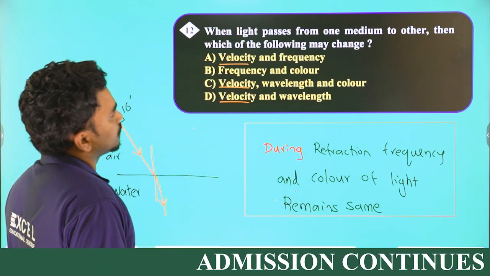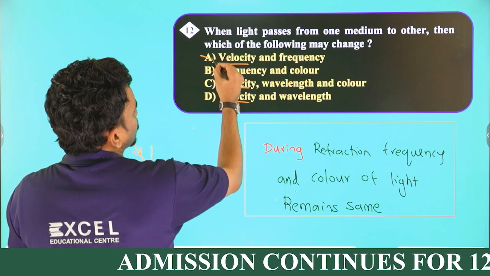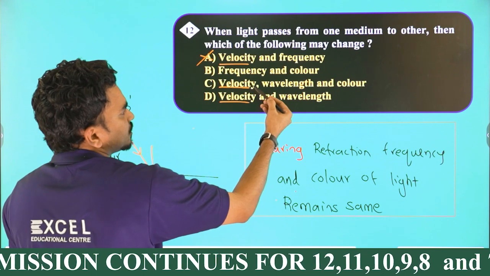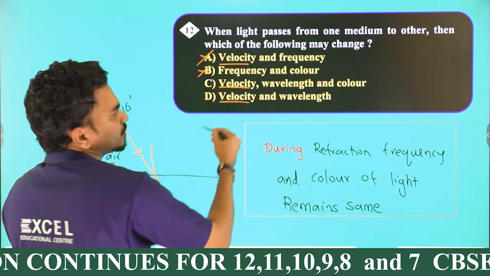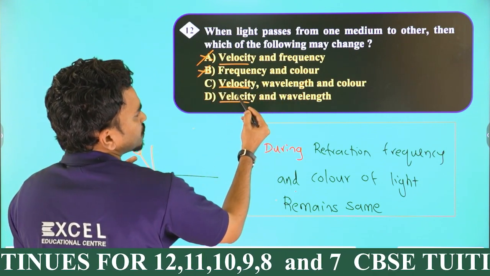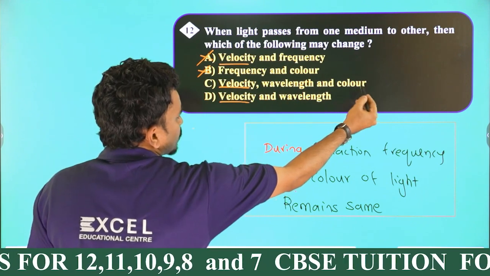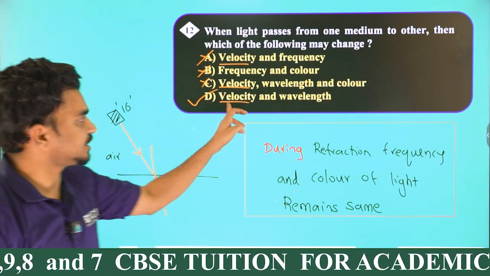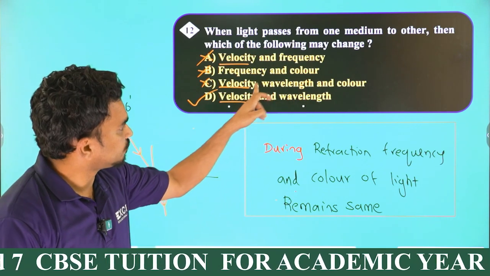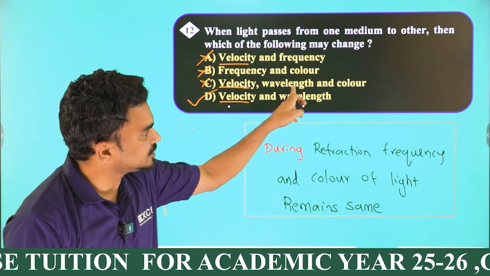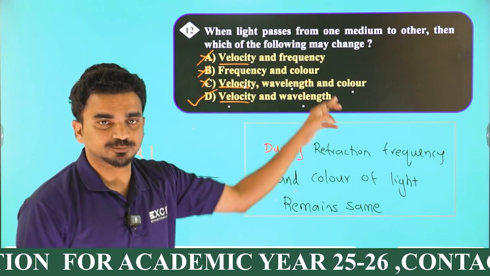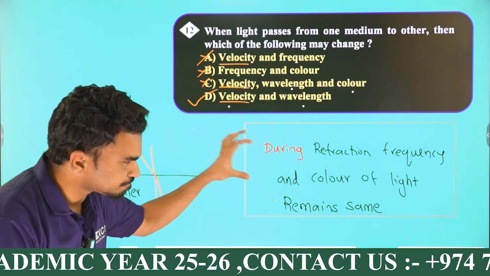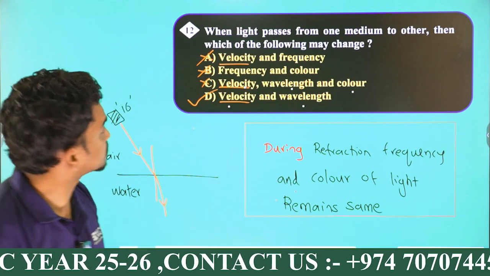So this is the wrong option, right? They're asking which will change. So frequency will change is the wrong option. Velocity and color won't change, right? Color won't change, so this is also wrong. Option D is the correct one. Velocity can change, wavelength can change, but color won't change. So this is not the correct option. Option D is the right choice. Keep in mind, it's a very important golden point, okay? Keep it in your box.